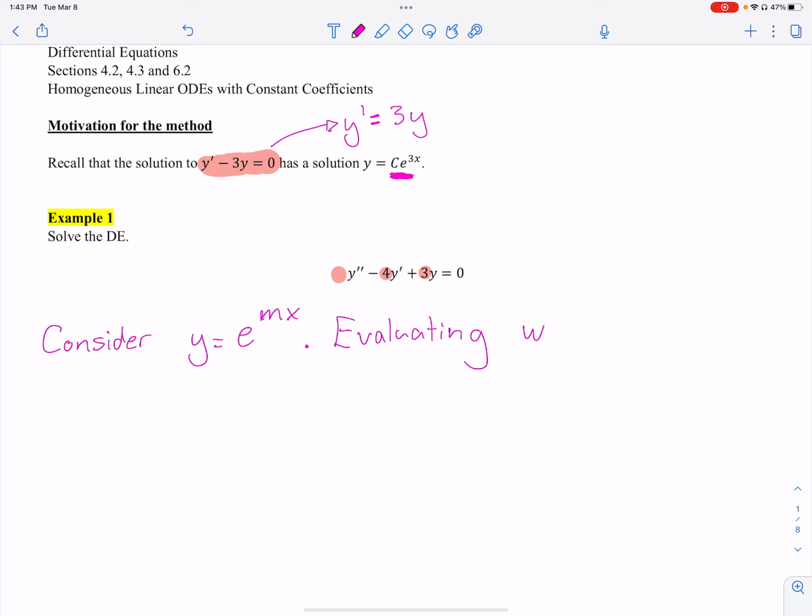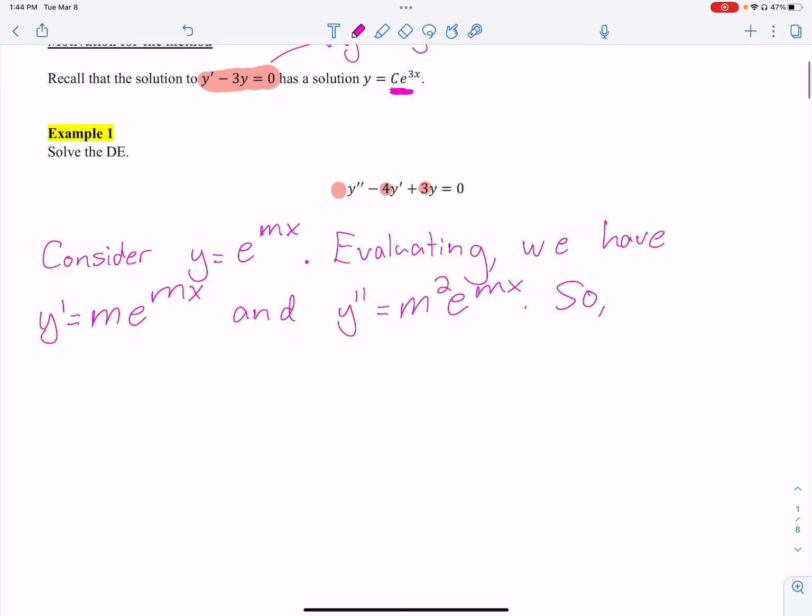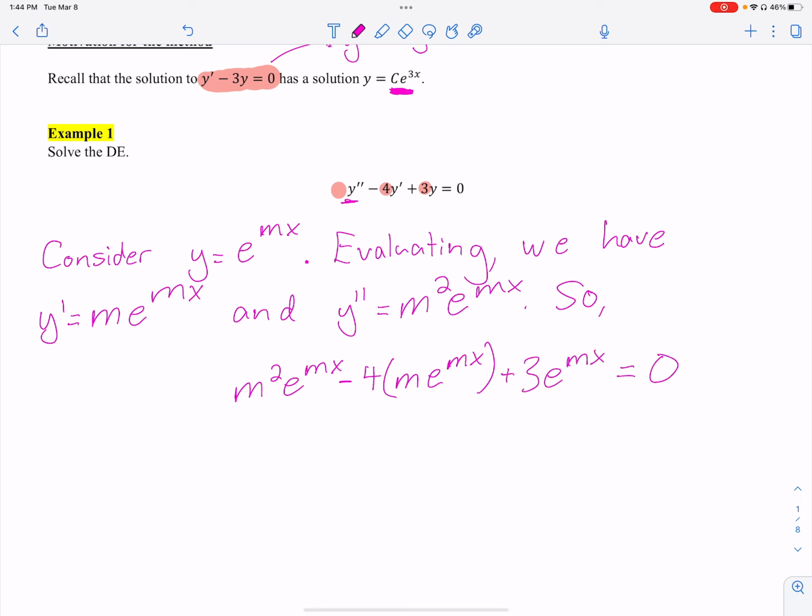So evaluating, I have y, I need y prime. So y prime would be m e to the mx, chain rule. And then I also need the second derivative. That's going to be m squared times e to the mx. So let's plug all this in. The y double prime is m squared e to the mx, minus 4 times the derivative, which is m e to the mx, and then plus 3 times e to the mx. That equals 0. That's just plugging in.